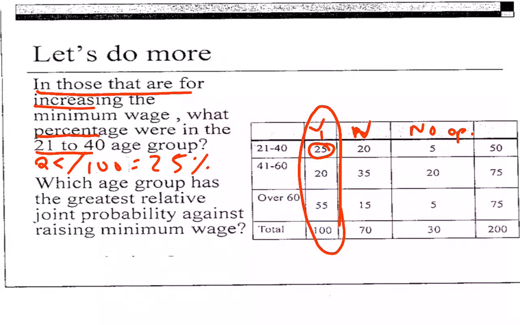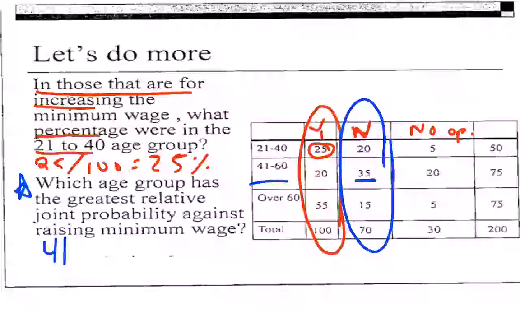All right. Which age group has the greatest relative probability against raising minimum wage? So we want to be looking at this part, against. Which group is going to have the biggest portion of this? It's going to be this one with the 35, which is in the 41 to 60 group. Okay?